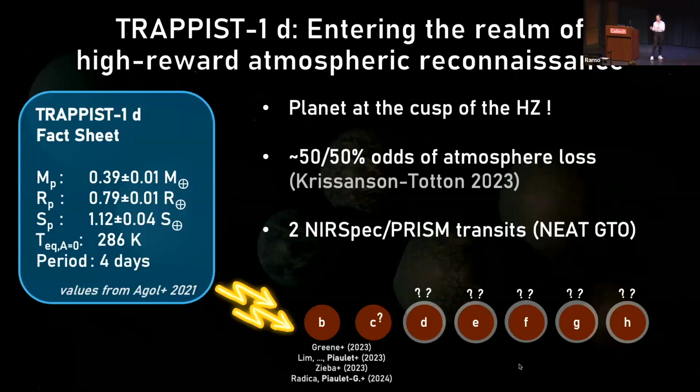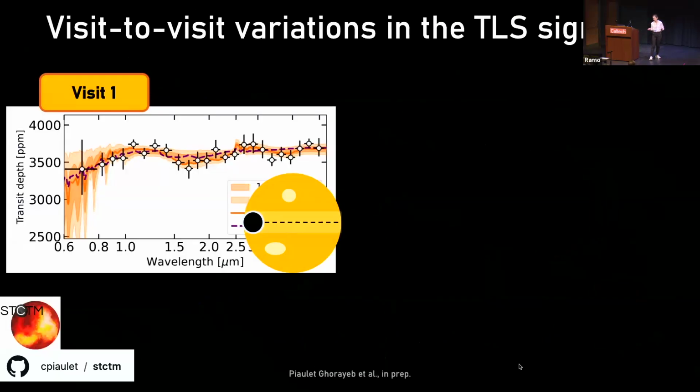This is one of the few NIRSpec observations that were added to the nearest GTO. And so I won't be talking about flares, although there are flares in these observations. But if you have questions about that, we can circle back to that. But first, let's see what our transmission spectrum looks like. So this is for the first visit.